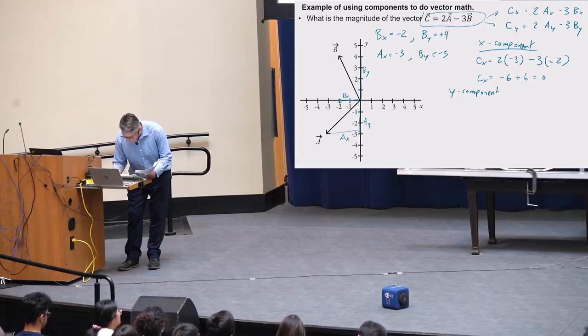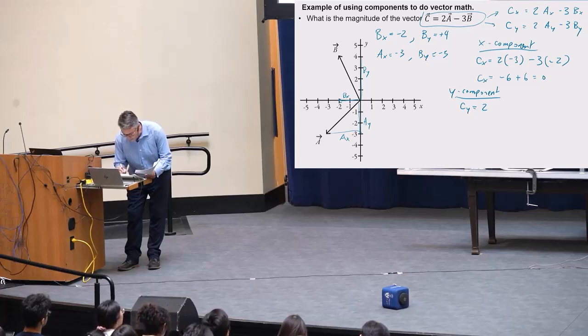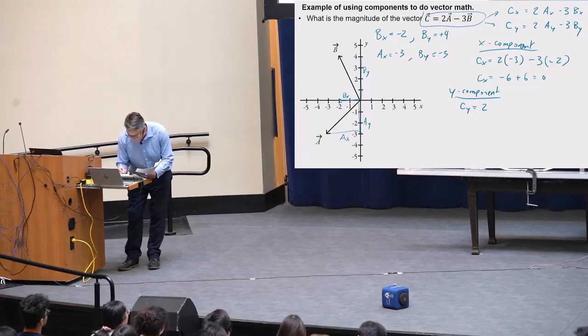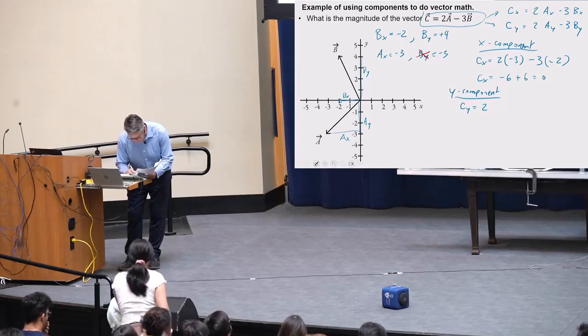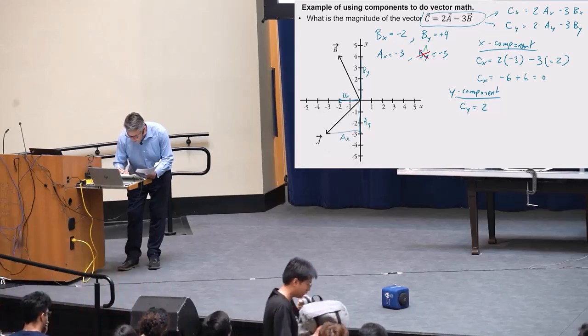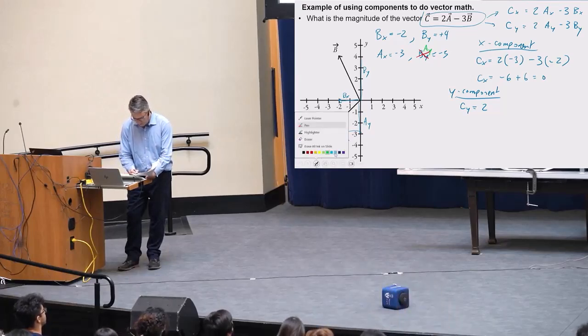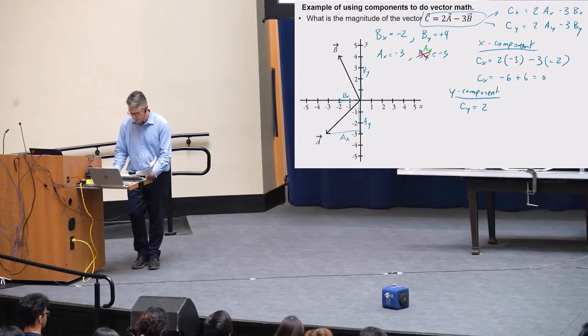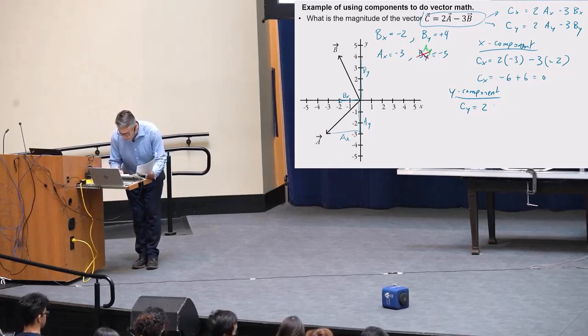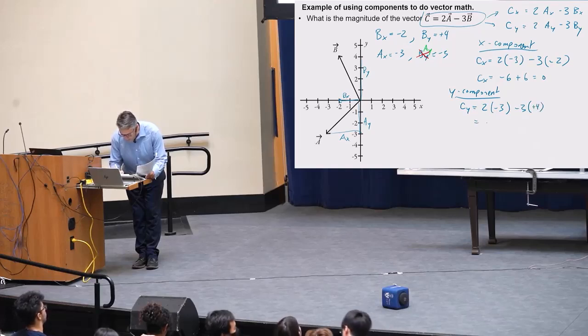C sub y is going to be 2 times a sub y. Oh, and again, there's a nice typo here. Wrong. I meant to say, apologies, a sub y is negative 3. It's never good when I make mistakes, but they're unintentional, I promise. So 2 times a sub y, which is negative 3, minus 3 times b sub y, which is plus 4. So I get negative 6 minus 12, I get negative 18. And again, I don't know the units.